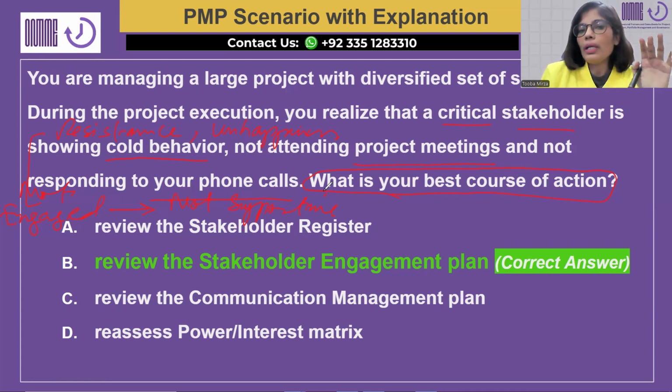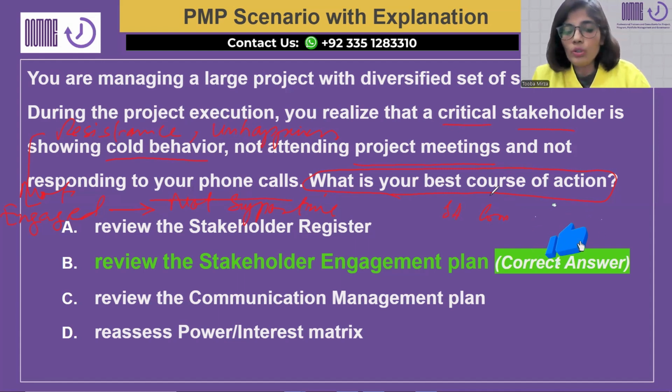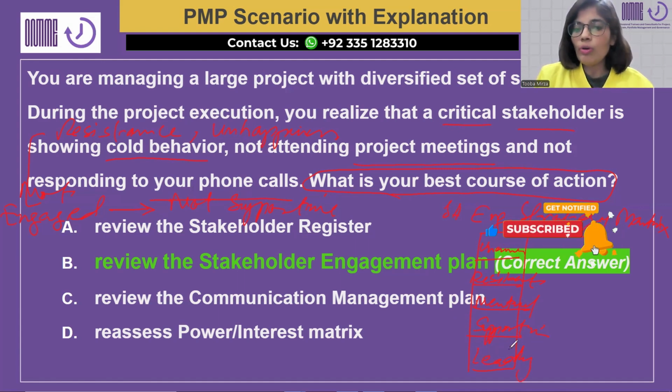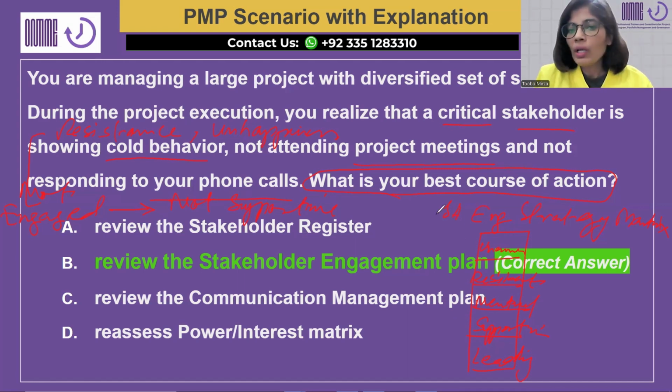Number two reason why the engagement plan is the right option is, if you remember, there is a very important section in the stakeholder engagement plan which says stakeholder, not communication, stakeholder engagement strategy metrics, which is also available for each of your stakeholders of the project in this engagement plan. It says that a particular stakeholder can possibly be in 5 states at a particular point in time: unaware, resistant, neutral, supportive, or leading.